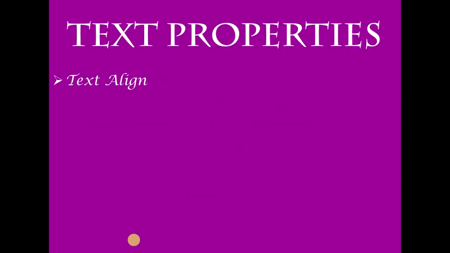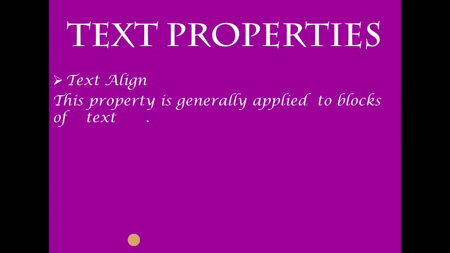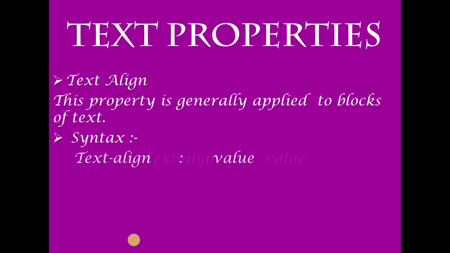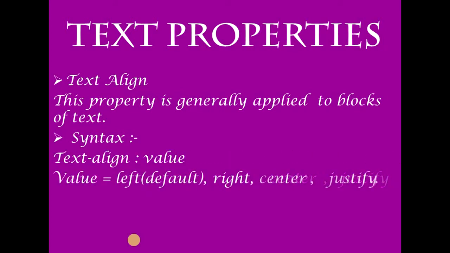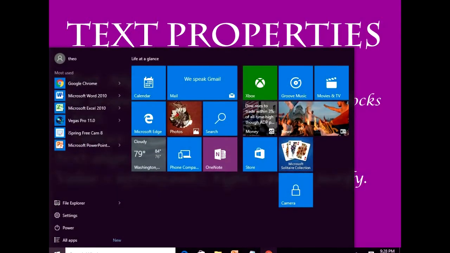The first property is text-align. This property is generally applied to a block of text. It is used to align the text at various positions. Syntax is text-align: value, where the value is left by default, right, center, and justify. Let's see with an example.